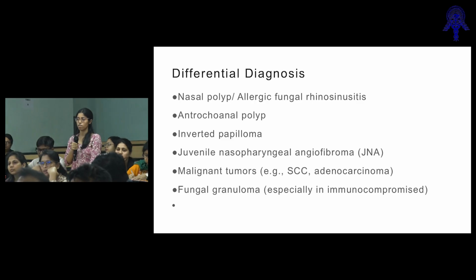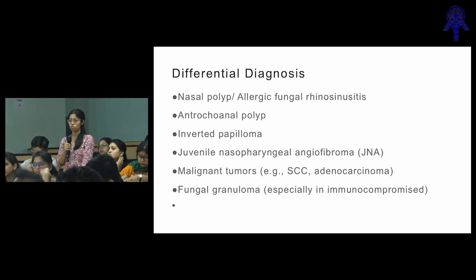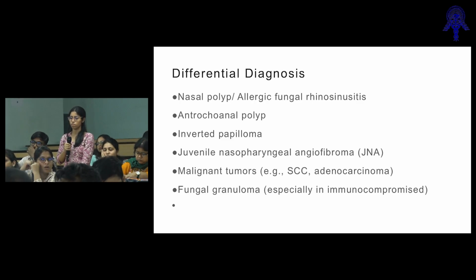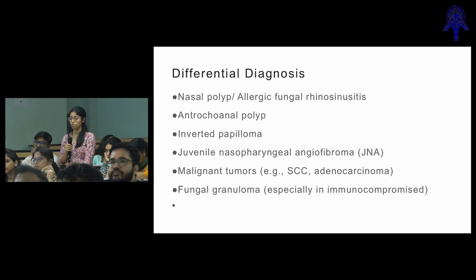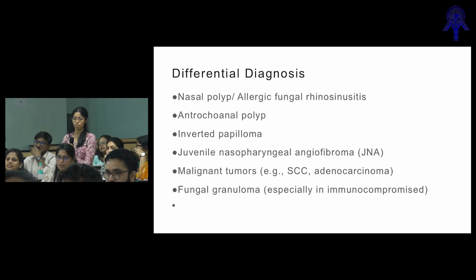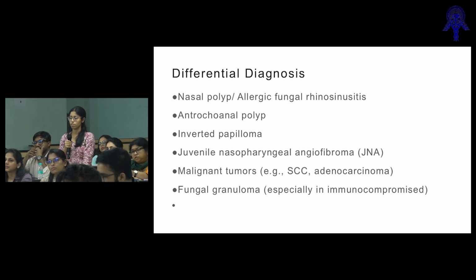Sir, an antrochoanal polyp is homogeneous. No, antrochoanal polyp and AFRS are over. Any other differential diagnosis in this case? You can pick anyone based on the clinical findings and history. A 15-year-old female patient has a history of sometimes bleeding from the left side.